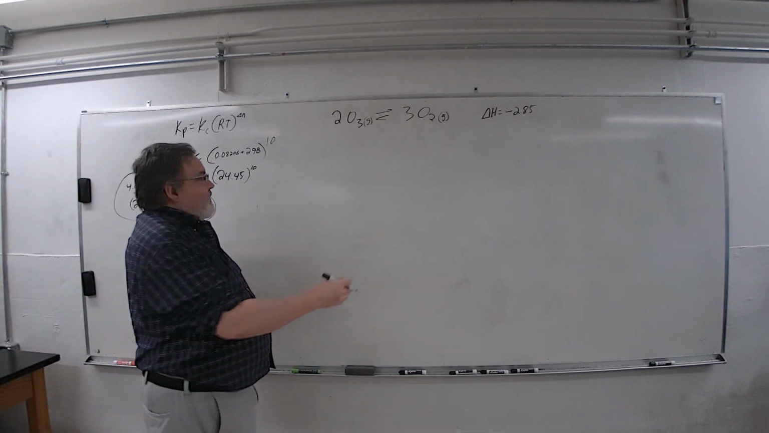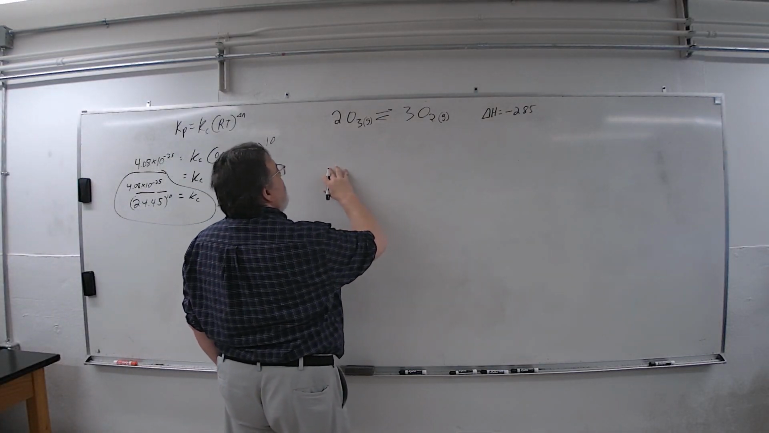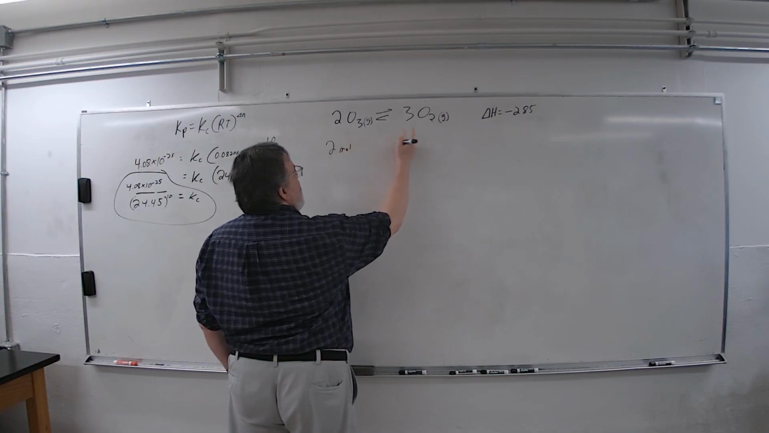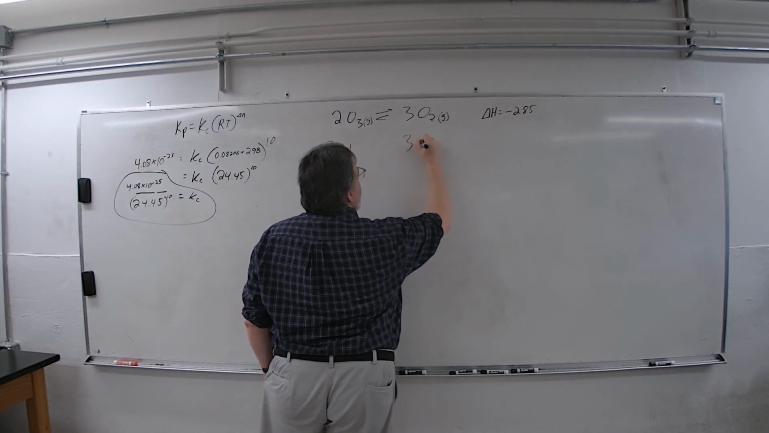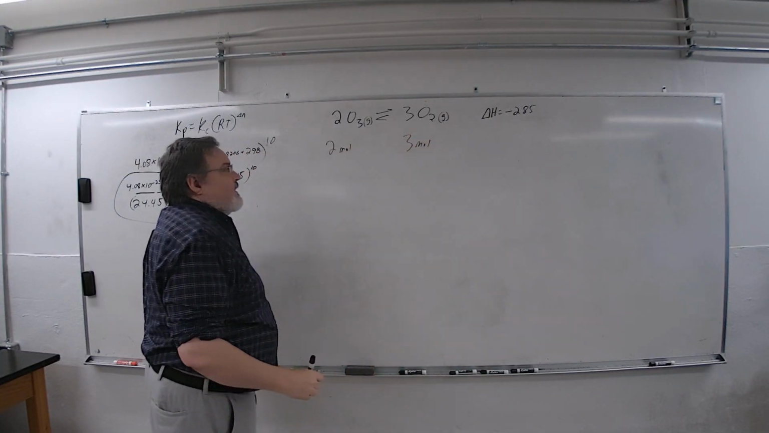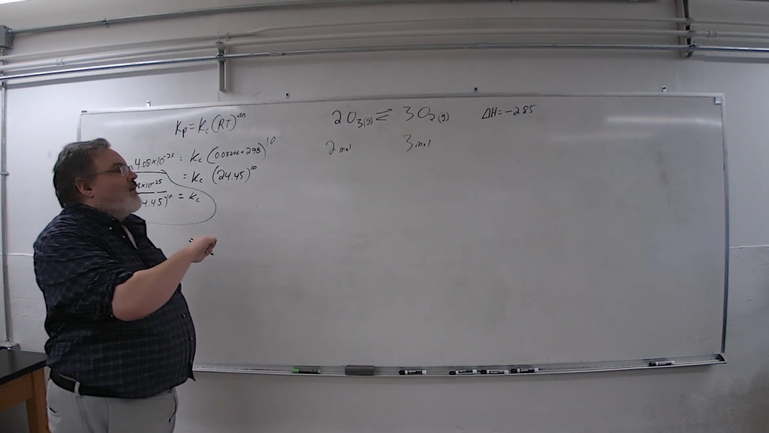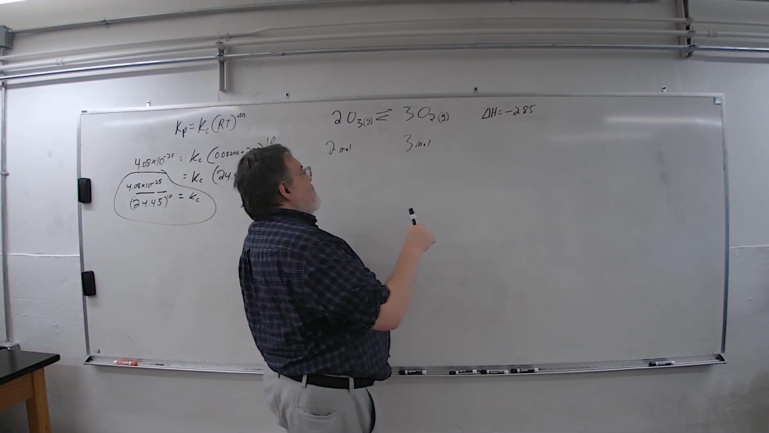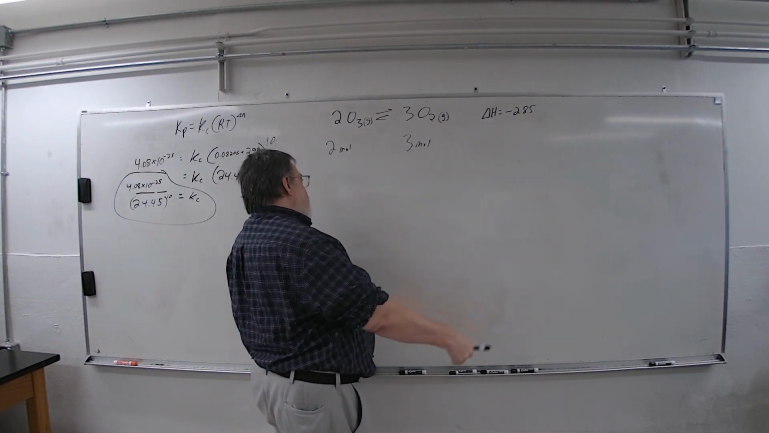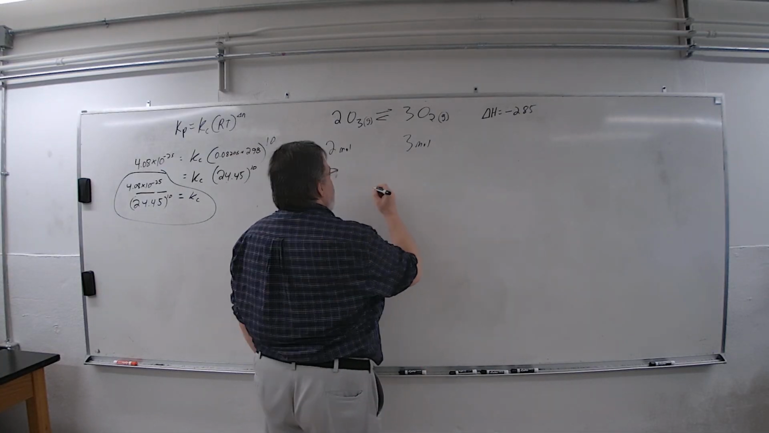So how many moles of gas are on the left side? Oh, wait, 2. 2 moles. How many over here? 3. All right. So if I increase pressure, which way does it shift? To the left. If I decrease pressure, which way does it shift? Right. Let me ask you this.